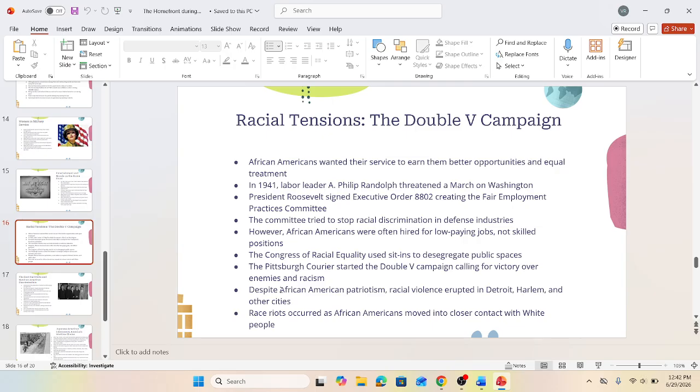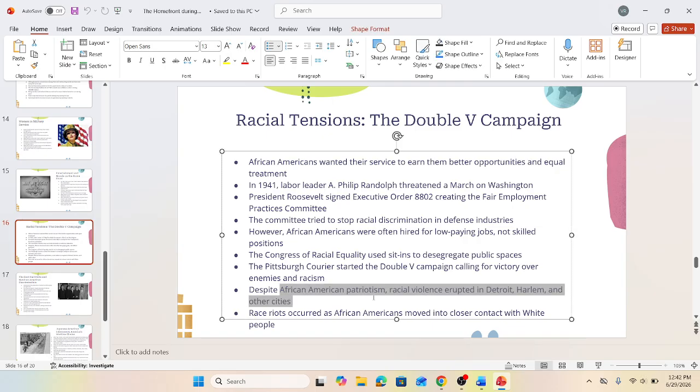So despite African American patriotism, there's a lot of racial violence erupting in various cities as African Americans moved into closer contact with white people and became more involved in what had typically been white sections of cities. Because of the war effort, they stepped in.